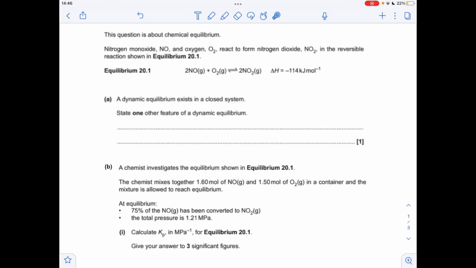Okay, so make a start. So other features of a dynamic equilibrium, you could say the rate of the forward reaction equals the rate of the reverse reaction. Or you could say the concentration of all the species in the reaction remain constant or don't change.